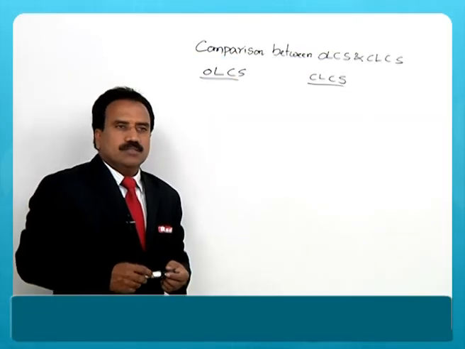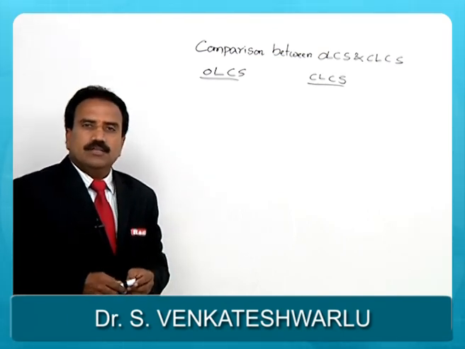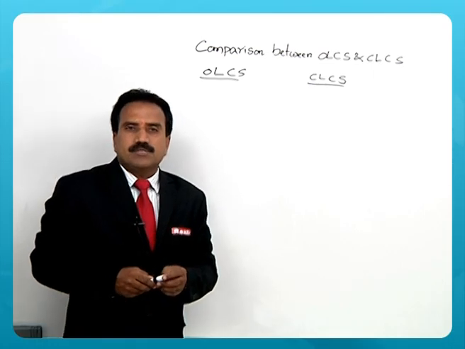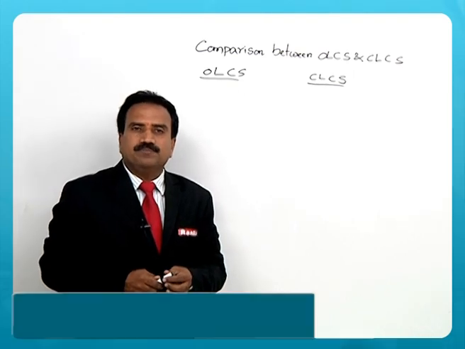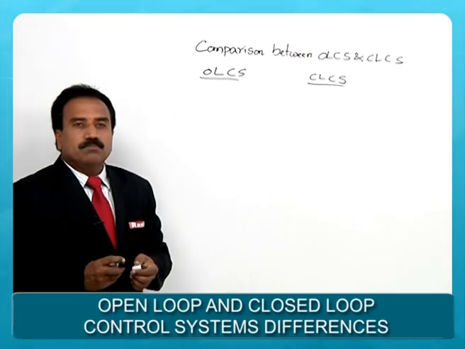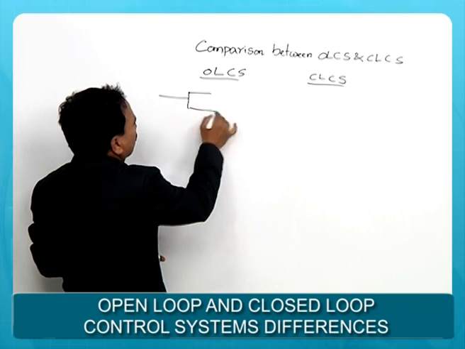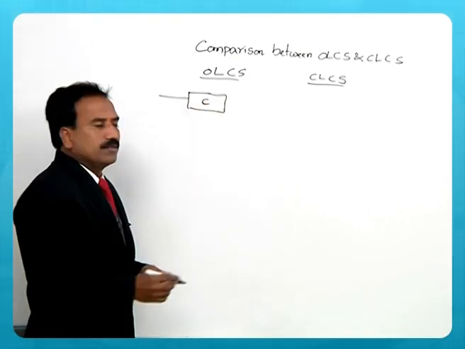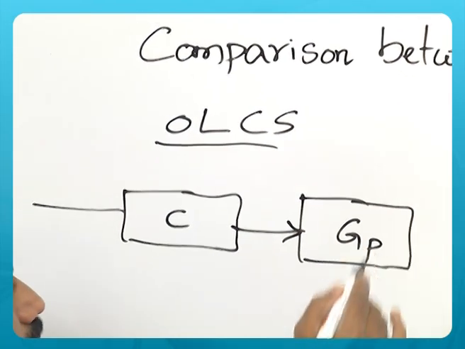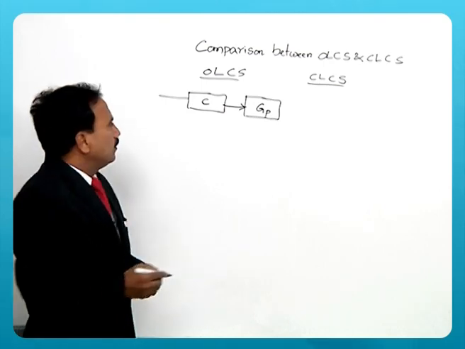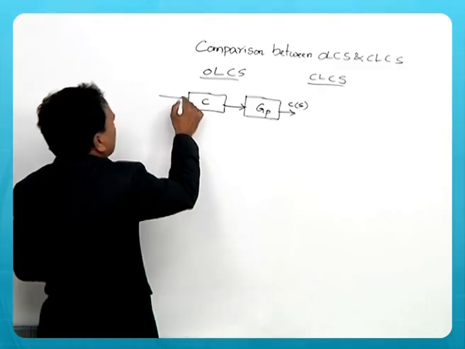As we discussed in the previous class, introduction to control systems and various examples that come across open loop control system as well as closed loop control system. So when it comes to the comparison between them, the open loop control system will have a controller and then plant or process to be controlled, and there is an output for certain input.